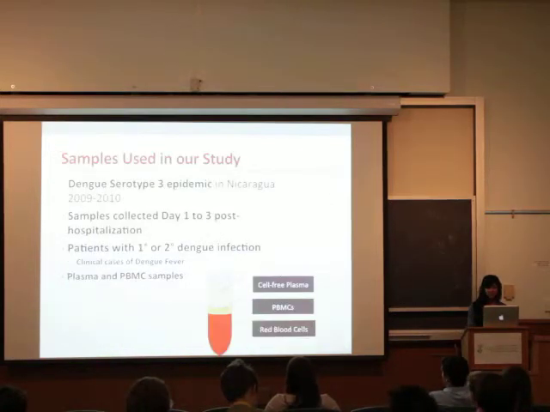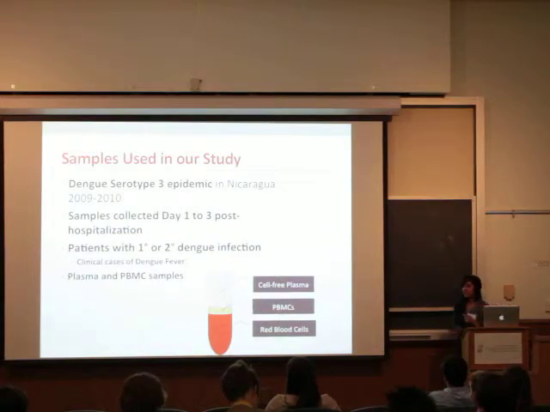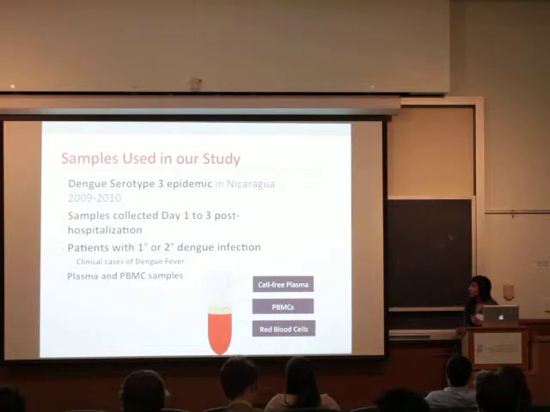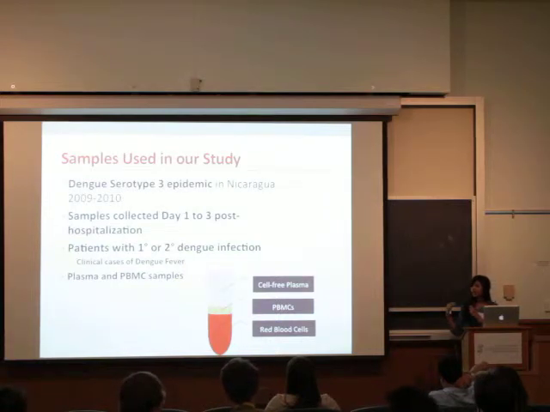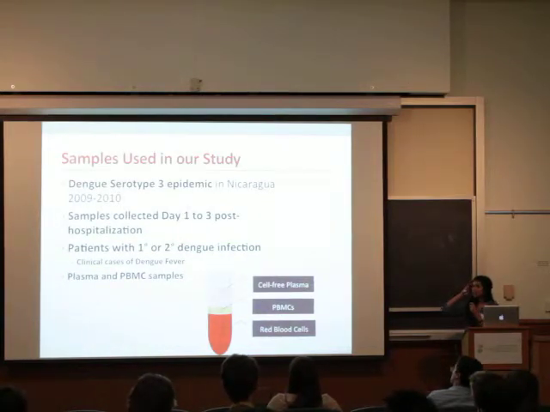Okay, so in our study, we looked at individuals that were infected with dengue serotype 3 during the 2009 to 2010 serotype 3 epidemic in Nicaragua. All of our blood samples were collected during the acute phase of the infection, days 1 to 3 post-hospitalization. These were all patients with either primary or secondary dengue infection, and mostly clinical cases of dengue fever.